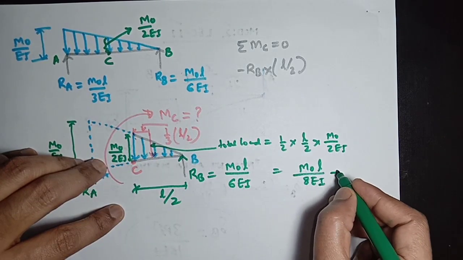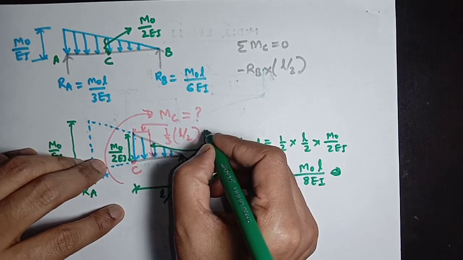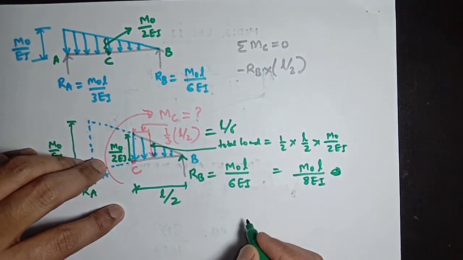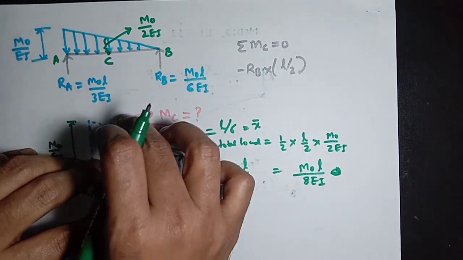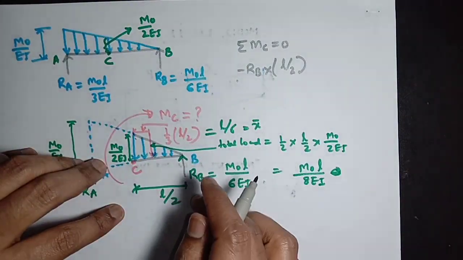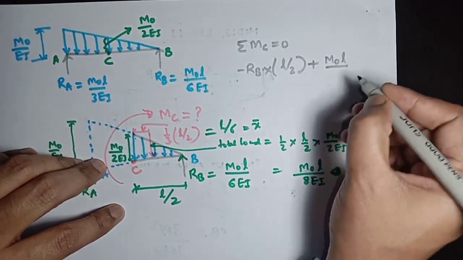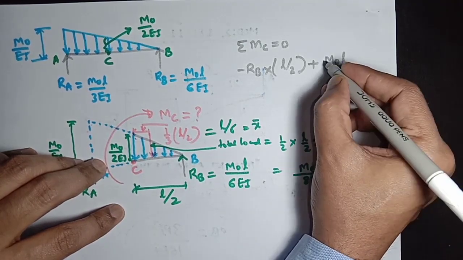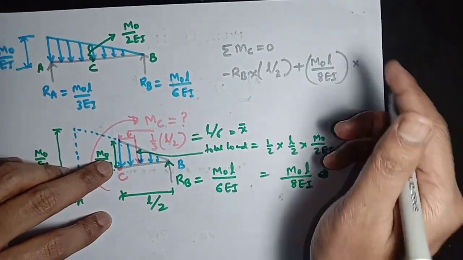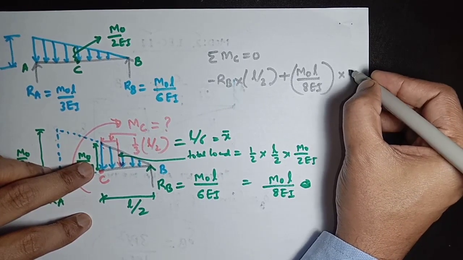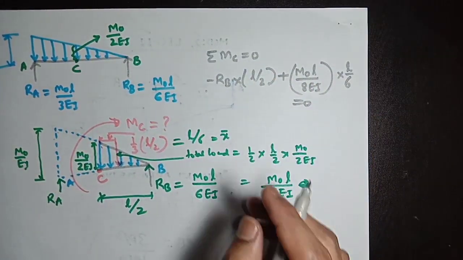This is the area of this loading diagram, so it is the total load, and the total load is acting at a distance of 1/3 of this length L by 2. So it will be L by 6 here. This is the centroid of this total load. So this load is creating a clockwise moment. So minus RB into L by 2 plus, as it is in clockwise direction, M0L divided by 8 EI. The total load is acting at a distance of L by 6 from point C, so it will be L by 6, and it will be 0 as per the summation of all moments about C.